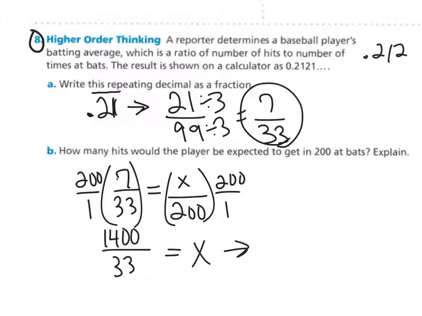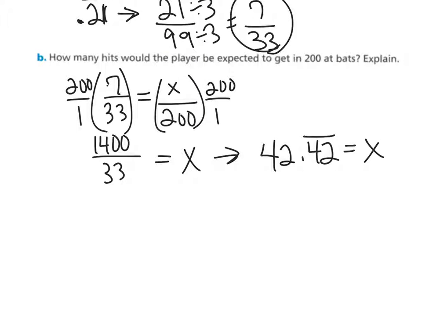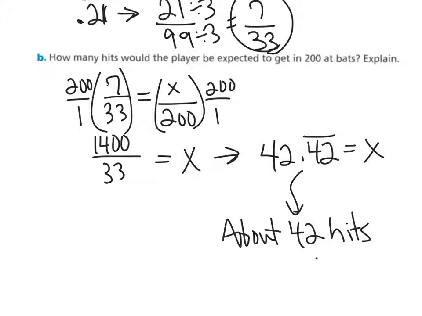And then, so 1,400 divided by 33. So that would be 42.42 repeating. Probably they're not going to get like 0.42 repeating, that part of a hit. So what we would do then is just round that off. So we could say maybe about 42 hits that they would get out of 200.